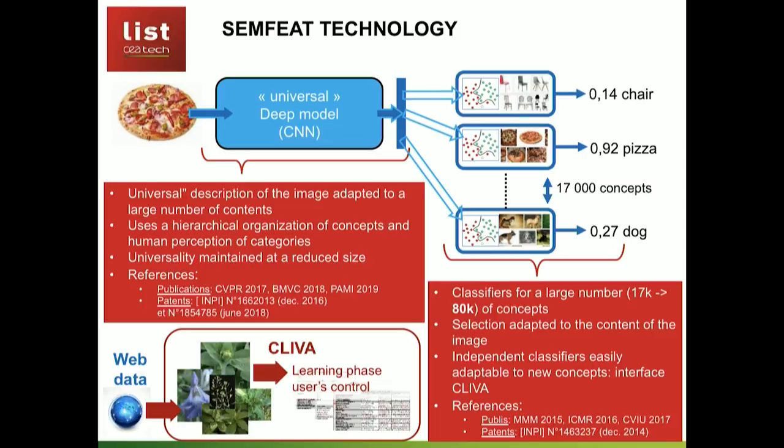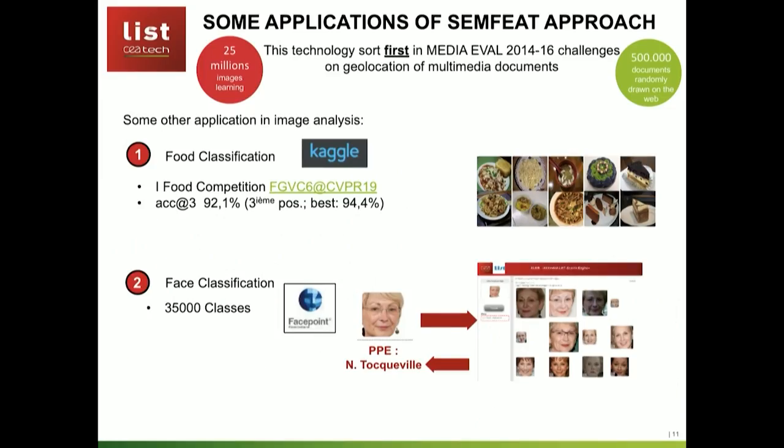So now the system is able to analyze about 80,000 different classes. And we tested it in the real field, in one of the benchmarks, MediaEval. The idea is that you learn from about 25 million images from the web, and the competition was on 500,000 images, where you need to identify where the image is located. And we went first during the 3 years of the challenge.